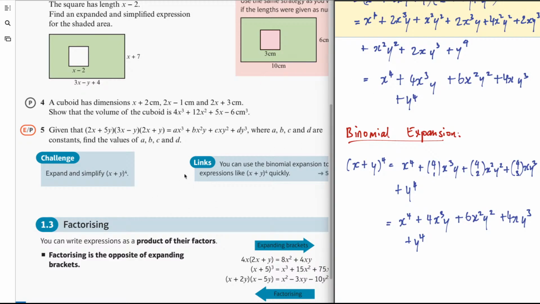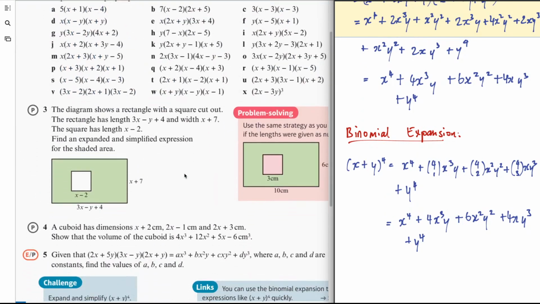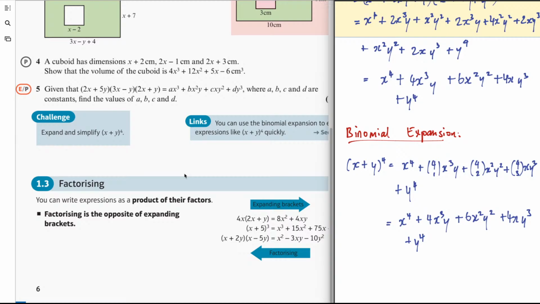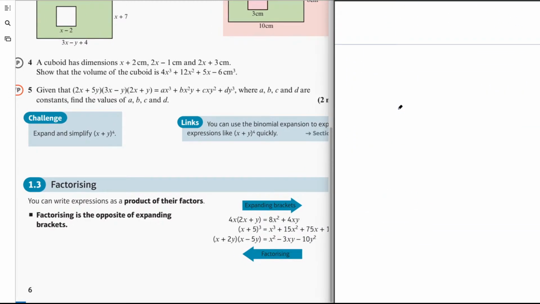Alright, so we're on to factorising. This will be the last section I do here, and then I'll have to end the live stream. Okay. We're on to 1.3, factorizing.